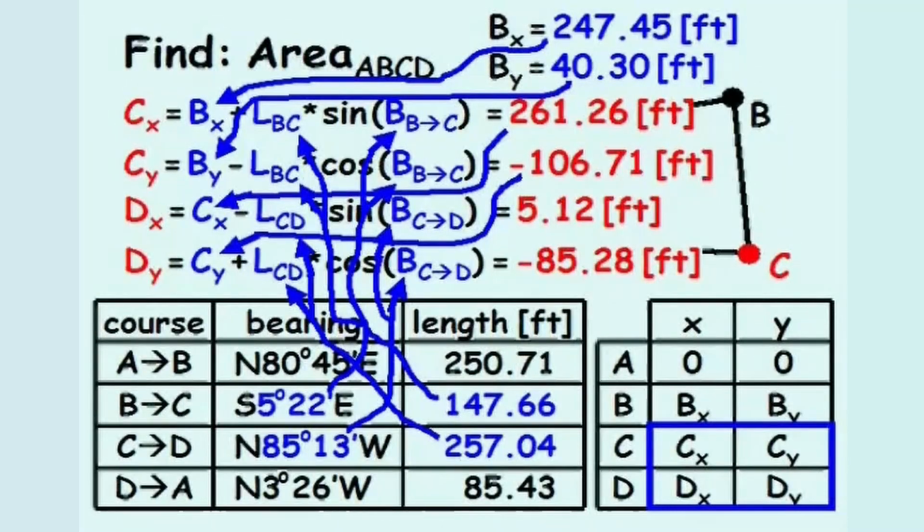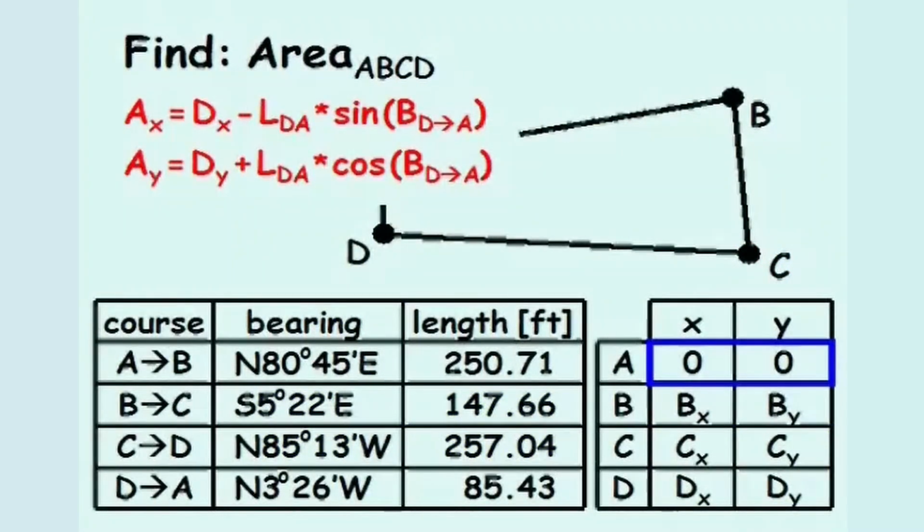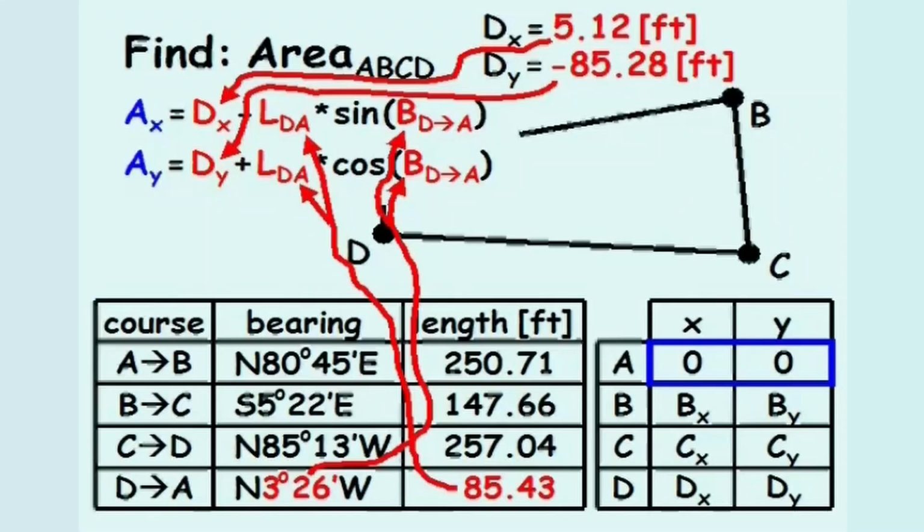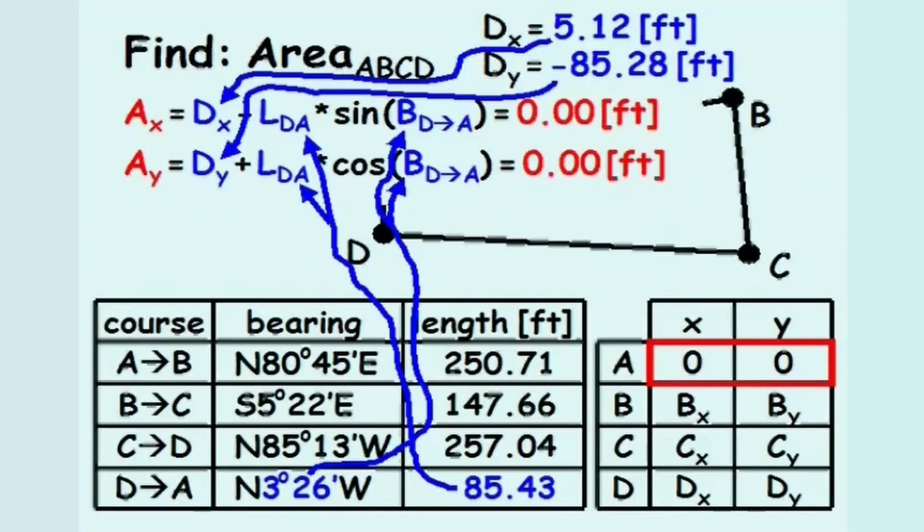Lastly, we'll confirm the traverse closes by calculating the coordinates of point A, using the coordinates of point D, the length of DA, and the bearing of course DA. We calculate point A is indeed located at the origin, 0, 0. This means the traverse closes and doesn't need to be corrected.